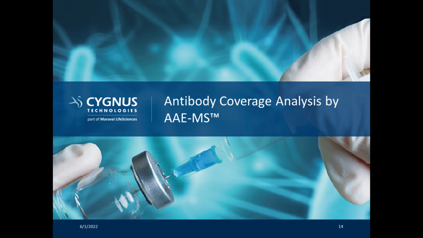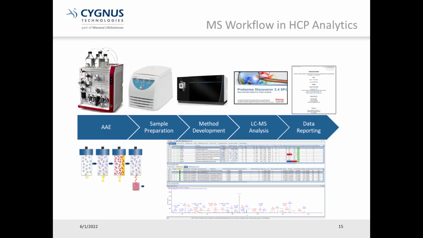So now let's look at Cygnus technologies and how we utilize AAE with mass spec detection to characterize the F550 and the F550-1 CHO host cell protein antibodies. Here's a quick overview of the process flow. The samples are fractionated by antibody affinity extraction, then sample prep, method development, LC-MS analysis, and finally report writing.